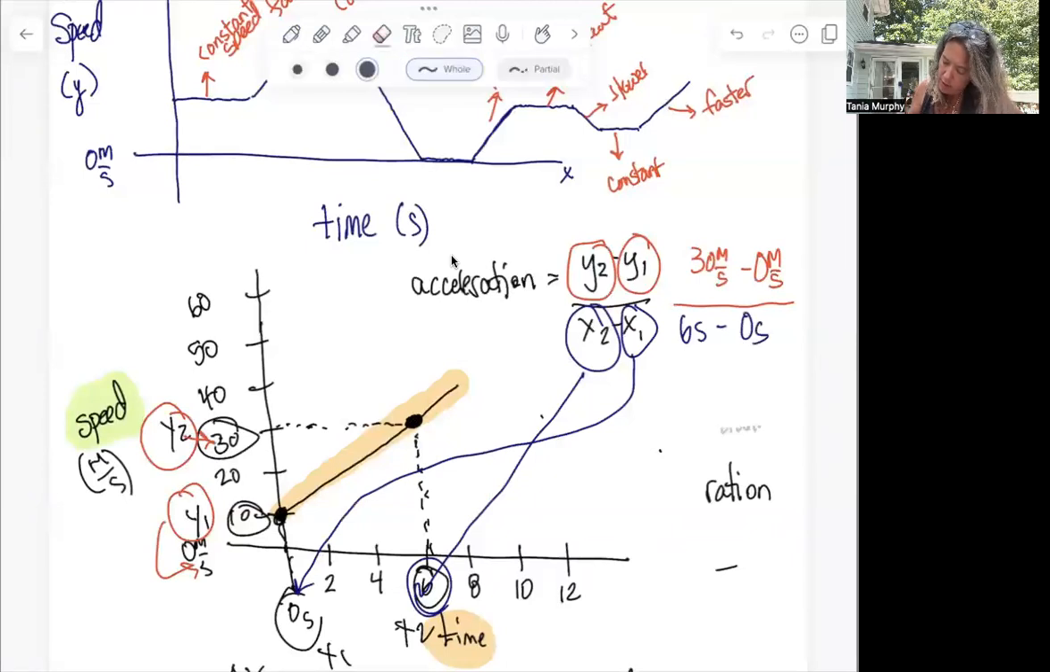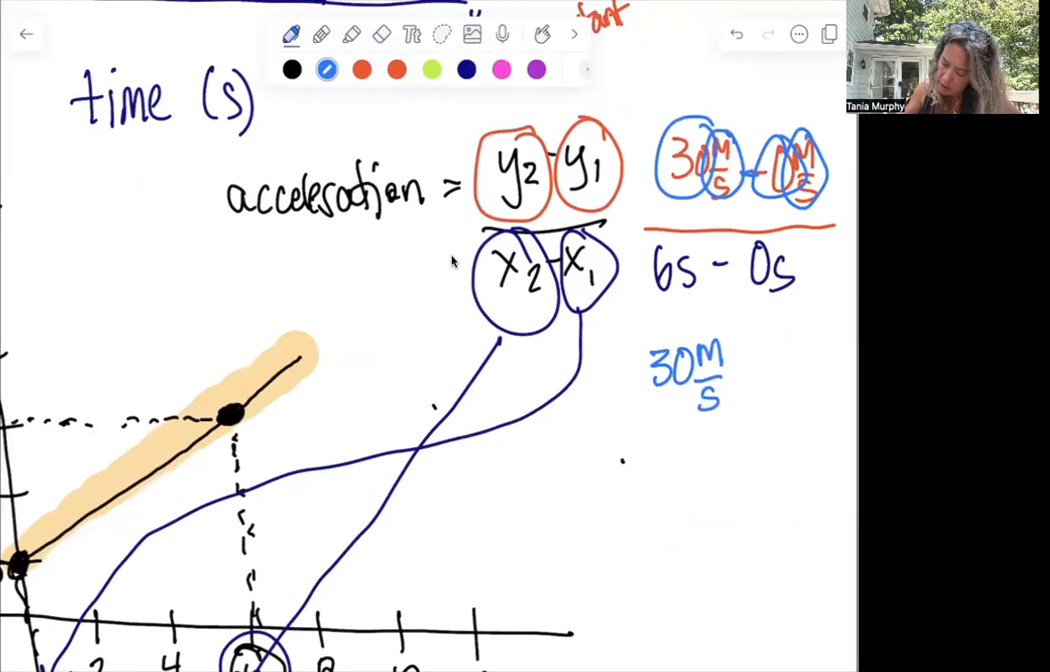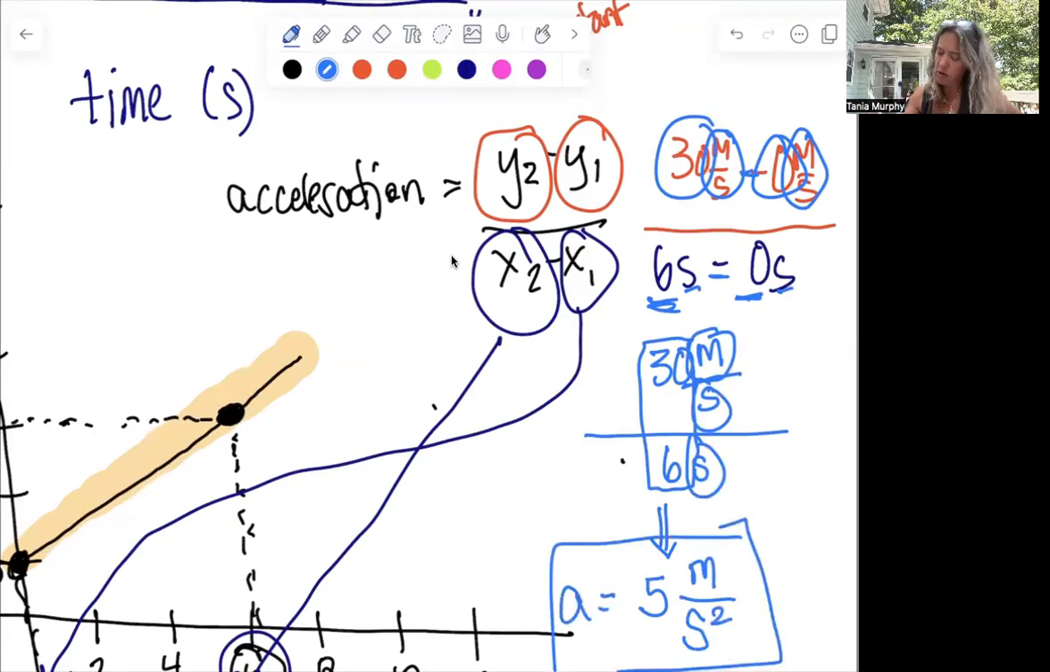All right. And now we've done all the hard work. So what is 30 minus 0? That's 30. What is meters per second minus meters per second? Meters per second. Over. What is 6 minus 0? 6 seconds minus 0 seconds is 6 seconds. Now 30 divided by 6 is 5. And then we have meters per second per second, or meters per second squared, on the bottom. So that is the unit for acceleration. According to our graph, that is our acceleration.